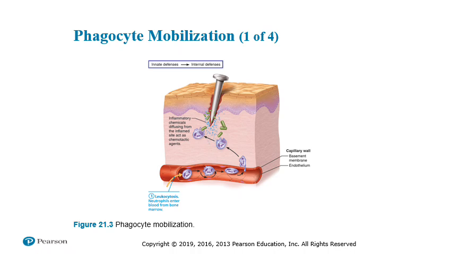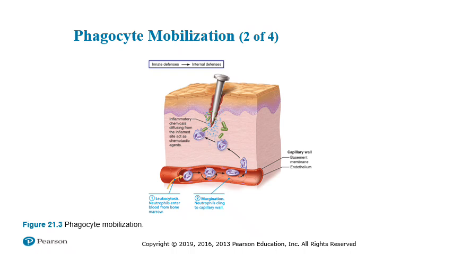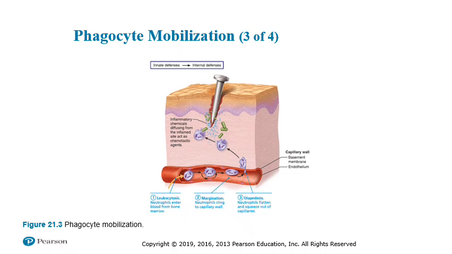All right, this is actually your phagocyte mobilization. First, you will have the leukocytes entering the blood from the bone marrow. Then you have the margination, which is actually the neutrophils clinging to the capillary walls. Then you have diapedesis, which is the neutrophils walking out of the capillaries into the tissues.